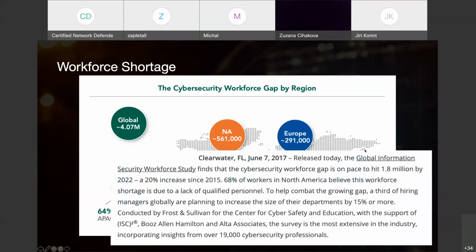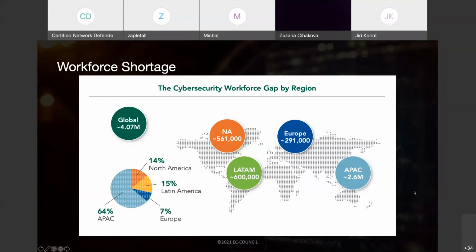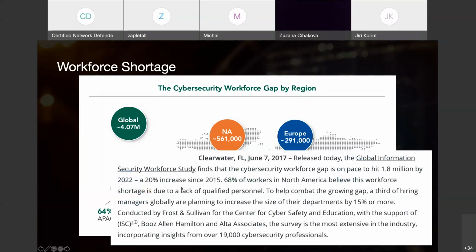But ultimately, let's pretend that is 3 million. They were expecting a workforce gap of 1.8 million by 2022. That has accelerated exponentially, which is obviously very worrying. Although that 4 million figure has reduced to 3.12 million in 1 year, there's still a lot of work to do, and you can see how geographically across each region there are a lot of missing roles out there.